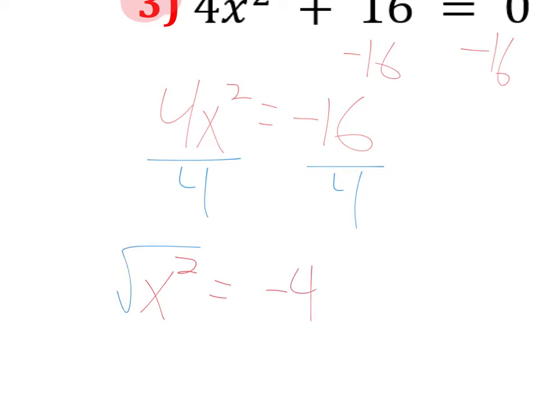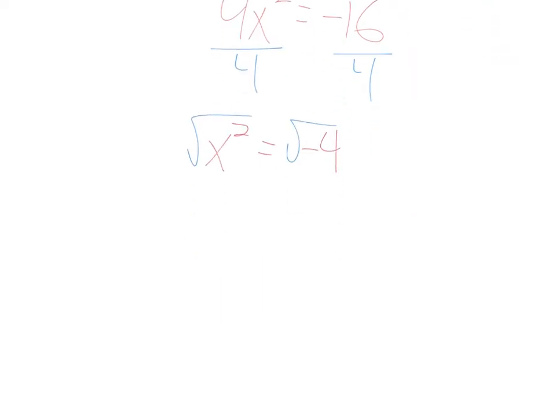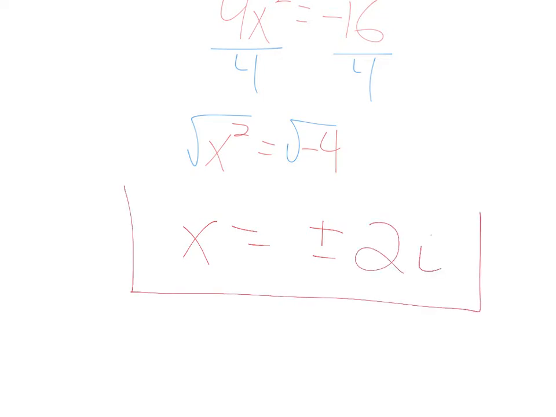To get rid of a squared, we'll take the square root. Anytime I initiate a square root, I need to have a plus or minus. So we'll get x equals positive or negative, let's see, the square root of negative 4 would be 2i. Just as a reminder, imaginary roots will always come in pairs because they're the result of taking a square root.